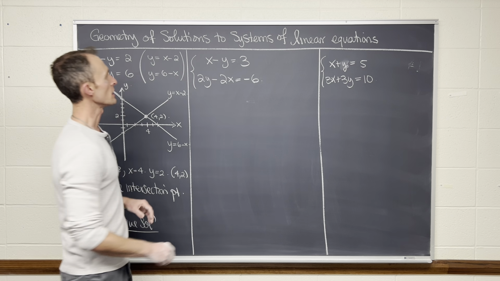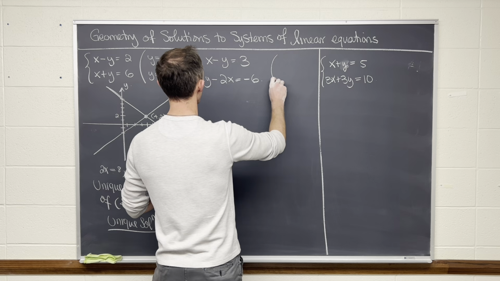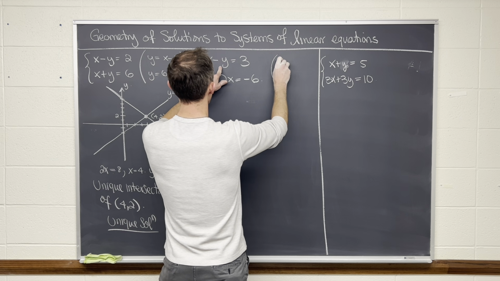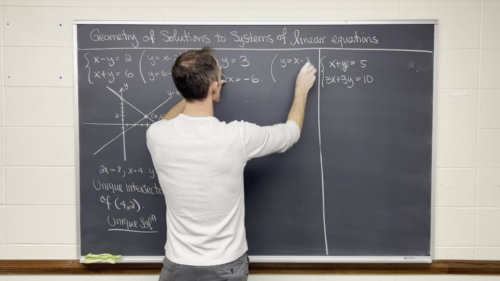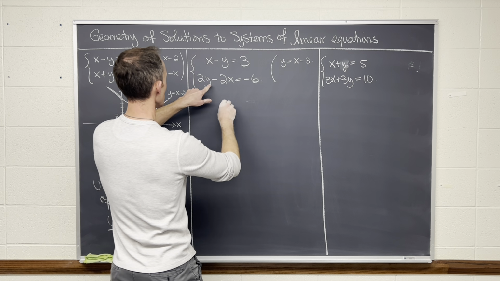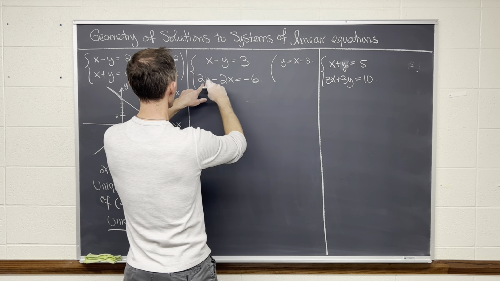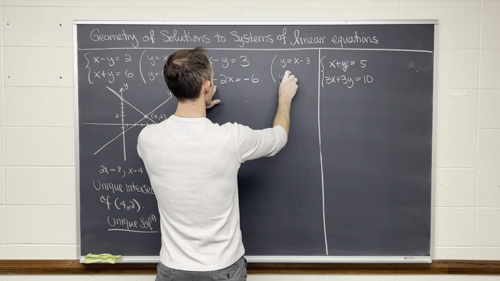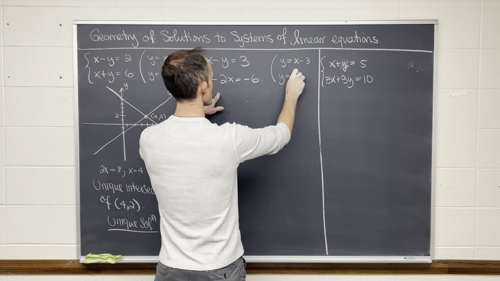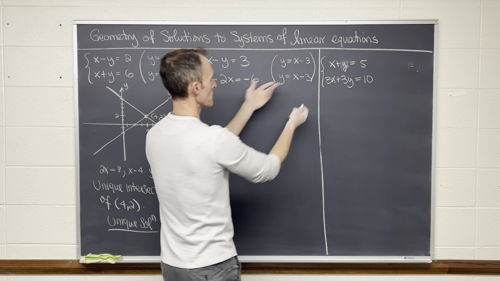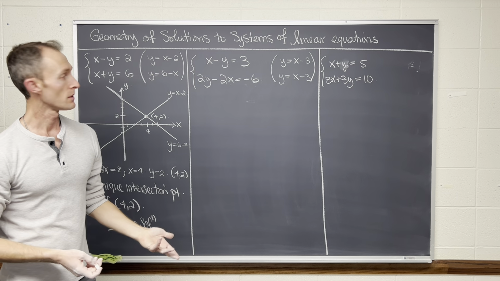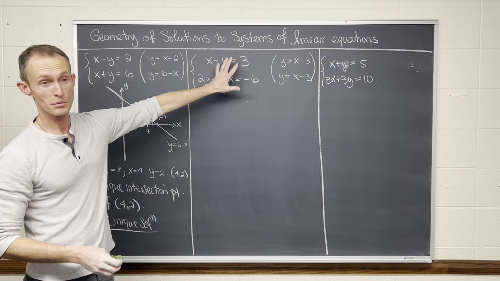Now, what would I get over here? Well, this one looks like what? If I want to graph these, this looks like something like y equals what? x minus 3, okay? And then what happens here? So if I move the 2x and I divide by 2, I would get y equals 2x over 2 is just x, and negative 6 over 2 is minus 3. Well, it's the same line, okay? They look very different, but it's the same line.